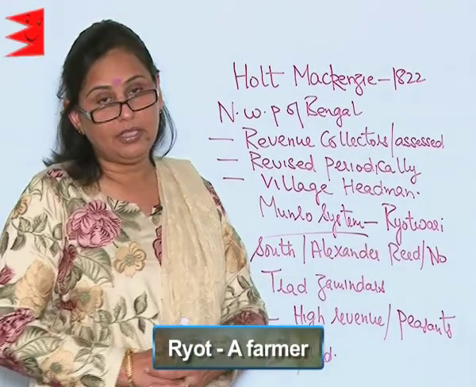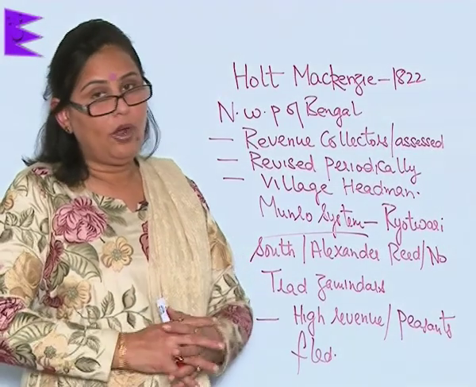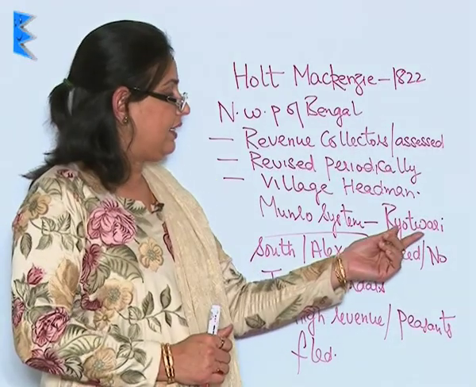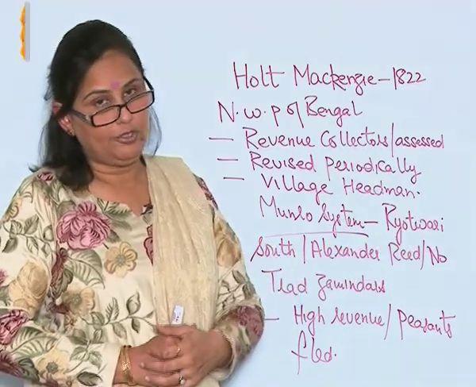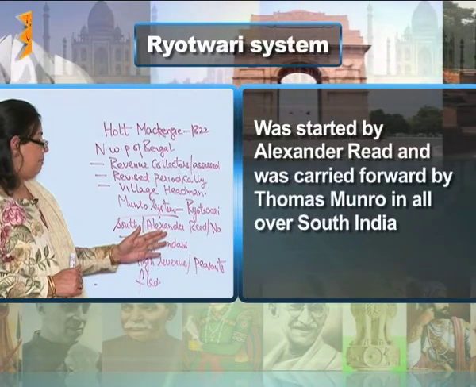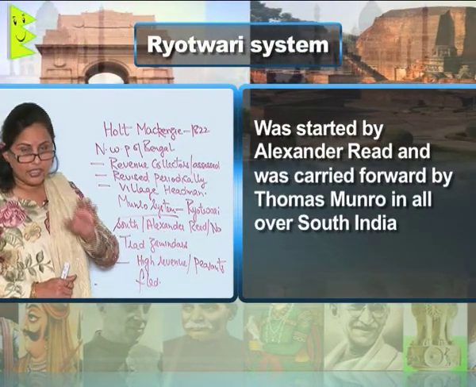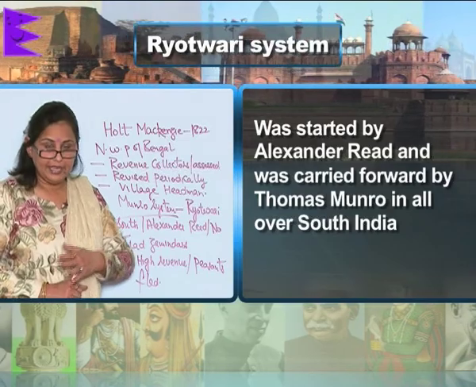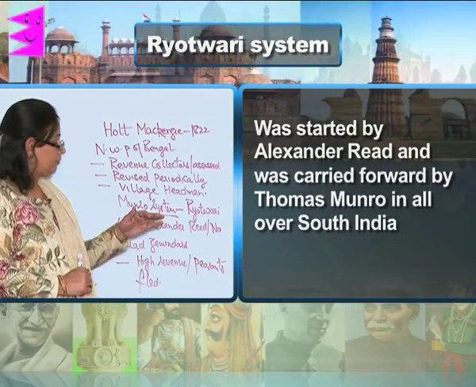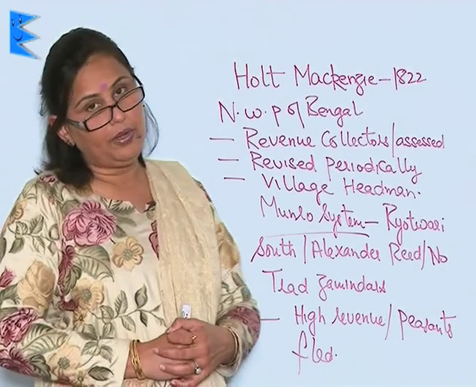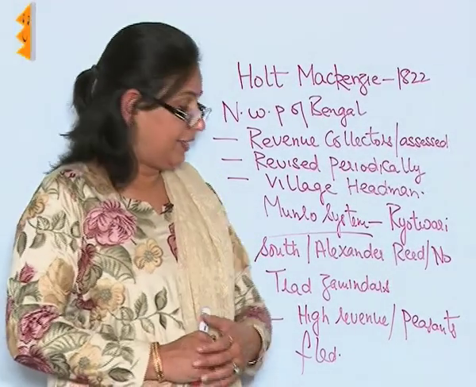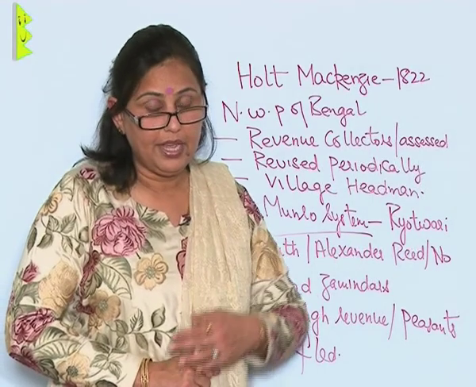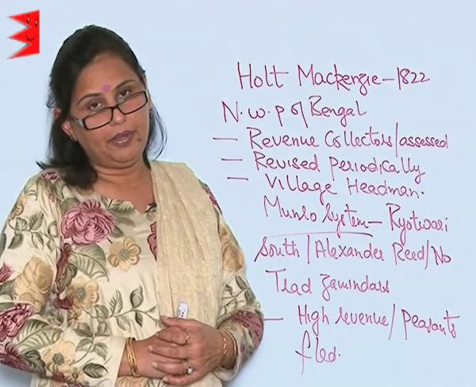The word Rayat means a farmer. So, they thought, why not have direct contact with the Rayat, with the farmer, and collect the revenue directly and have no middleman at all. This system was started by Alexander Reed in a small part of the South and was carried forward by Munro in the entire southern kingdoms. They said that since the South did not have any traditional zamindars, the revenue would now be collected by the East India Company directly from the Rayat, from the farmer.